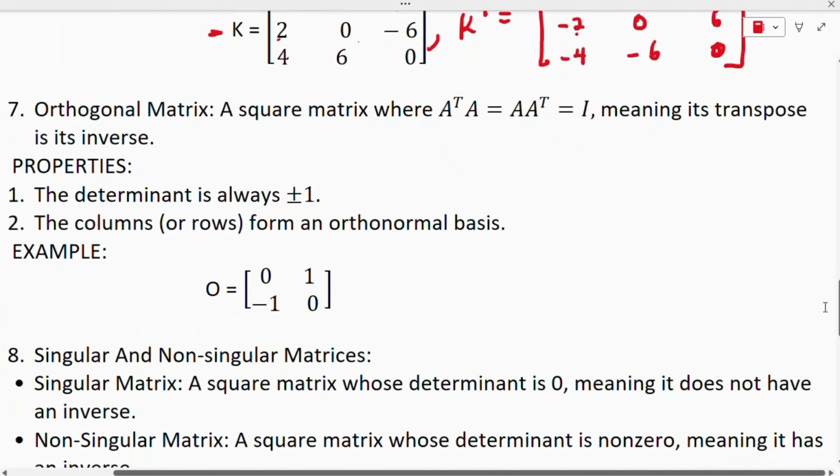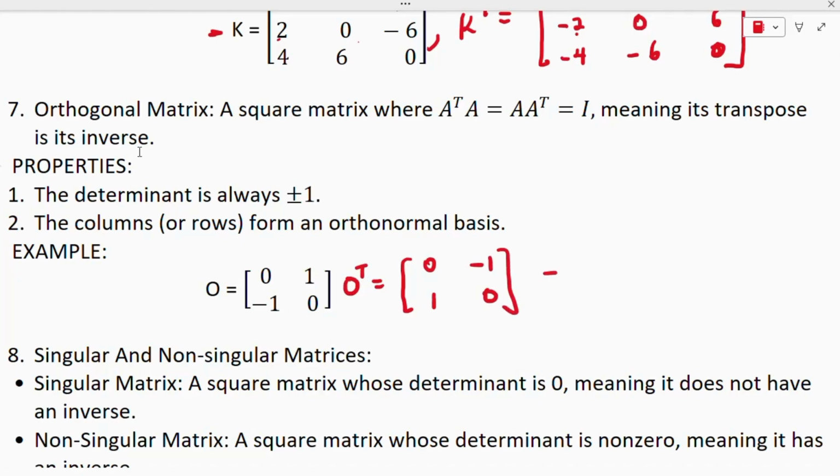Number 7, we have the orthogonal matrix, a square matrix where A transpose multiplied by matrix A is equal to A multiplied by A transpose. This is equal to an identity matrix, meaning its transpose is its inverse. That is what it means. So let's try out this matrix here that says 0, 1, negative 1, 0. So we're going to take the transpose of this. The transpose of this will be 0, negative 1, 1, and 0. So if we multiply the two of them, let's check if we're going to have an identity what?